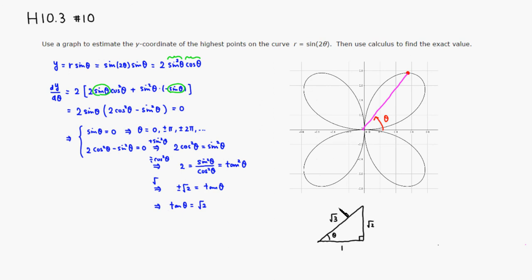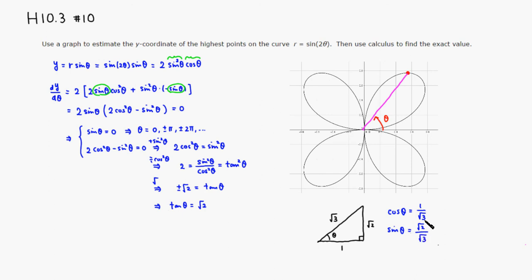All right. So for this theta value, we can actually find the corresponding cosine value and sine value. So cosine of theta is going to be adjacent over hypotenuse, so it's going to be 1 over square root of 3. And then sine of theta is going to be opposite over hypotenuse, so square root of 2 over square root of 3.